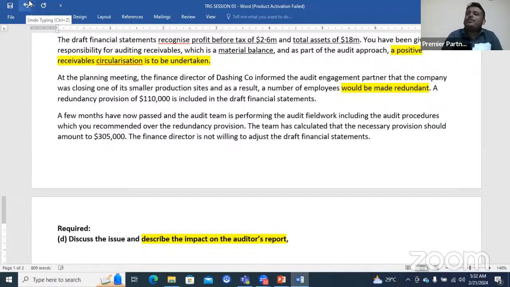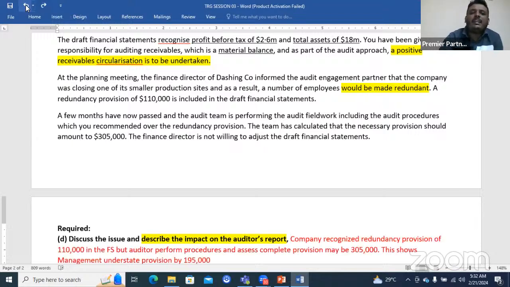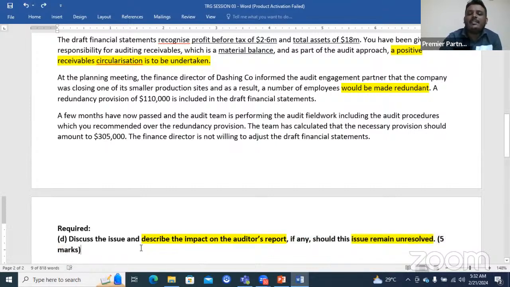All of our students are writing the paper with only 50%, 30%, 40% understanding. Because the paper is perfect and the examiner is very clear. See, he clearly said, discuss the issue. Don't take a business issue. It should be a financial statement issue. Describe the impact to the audit report.